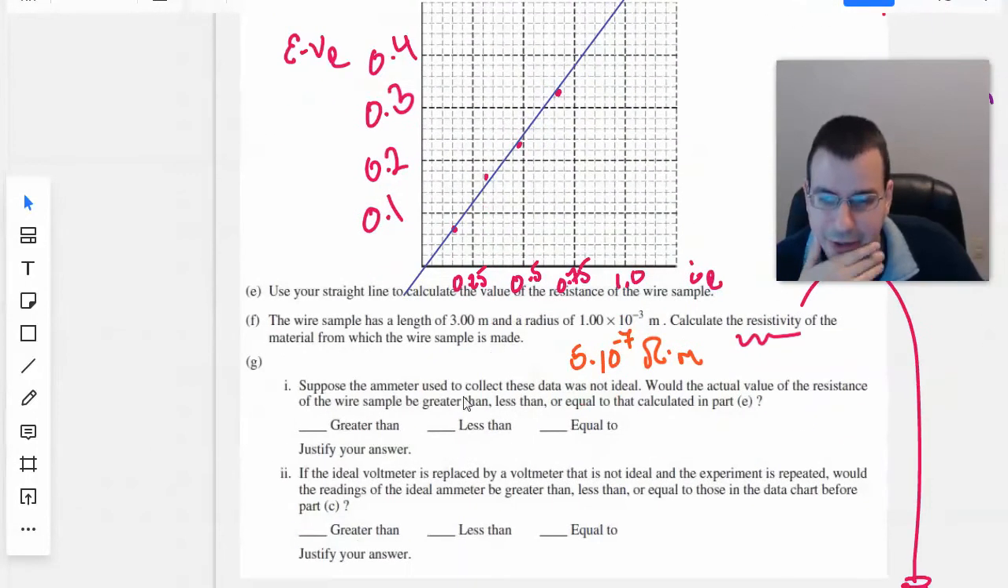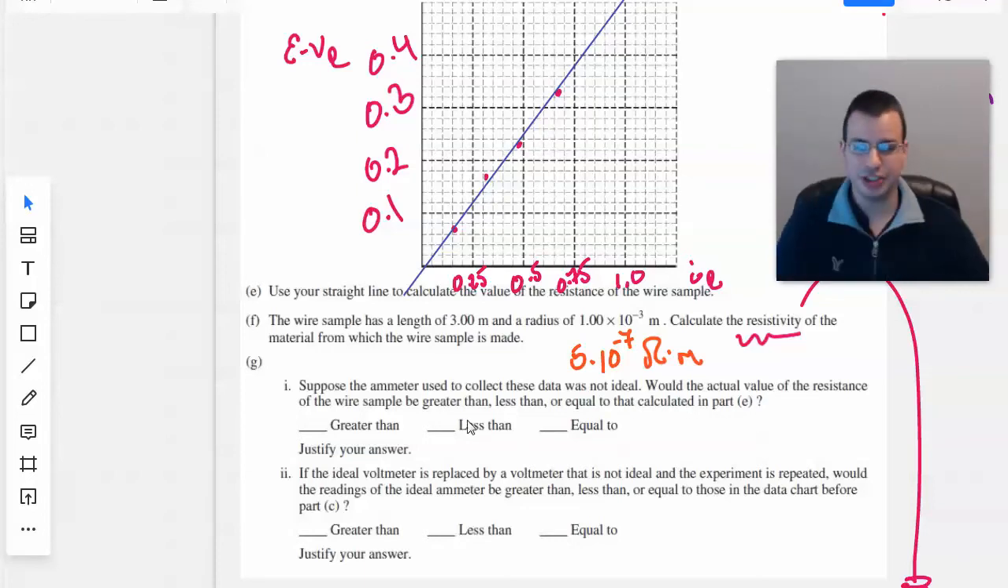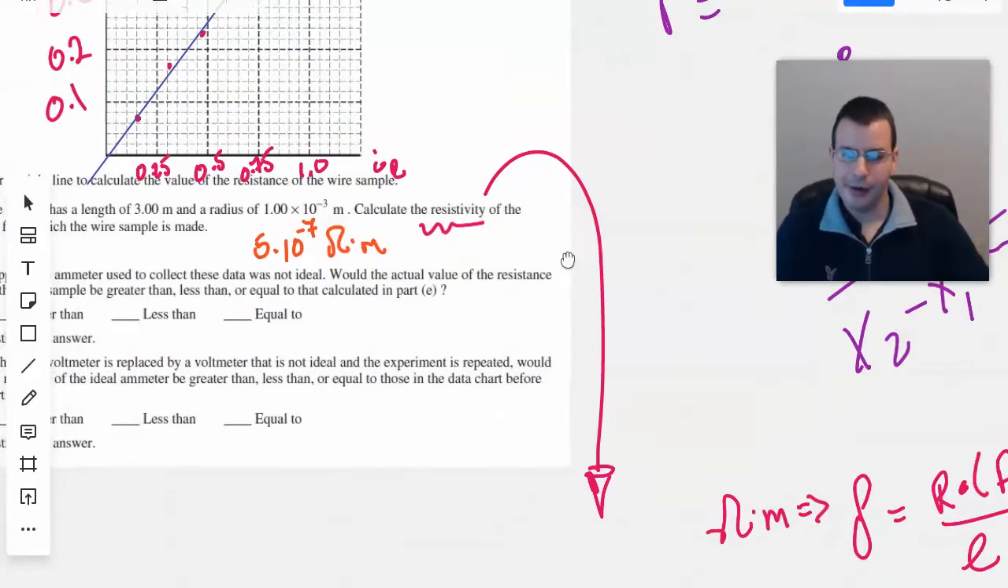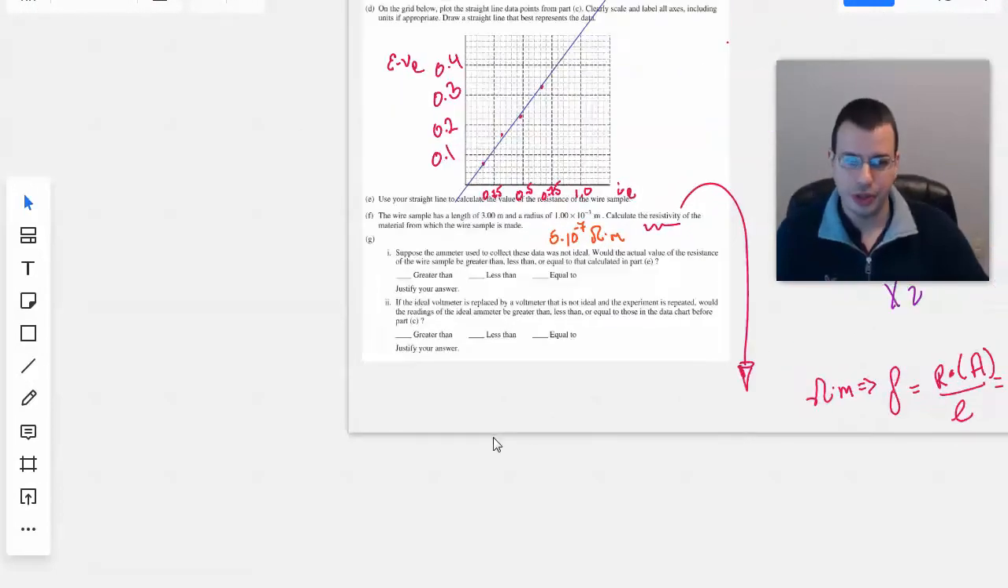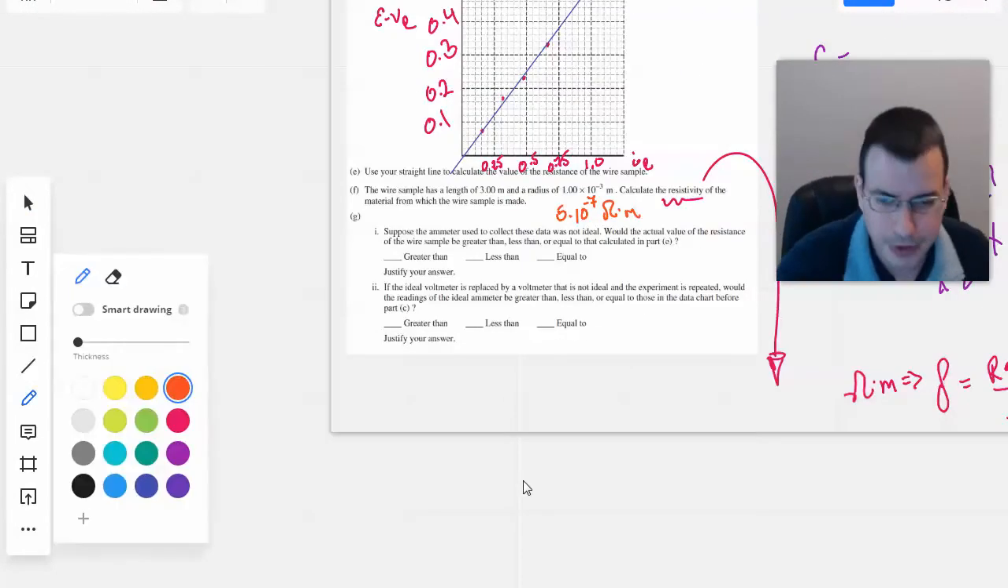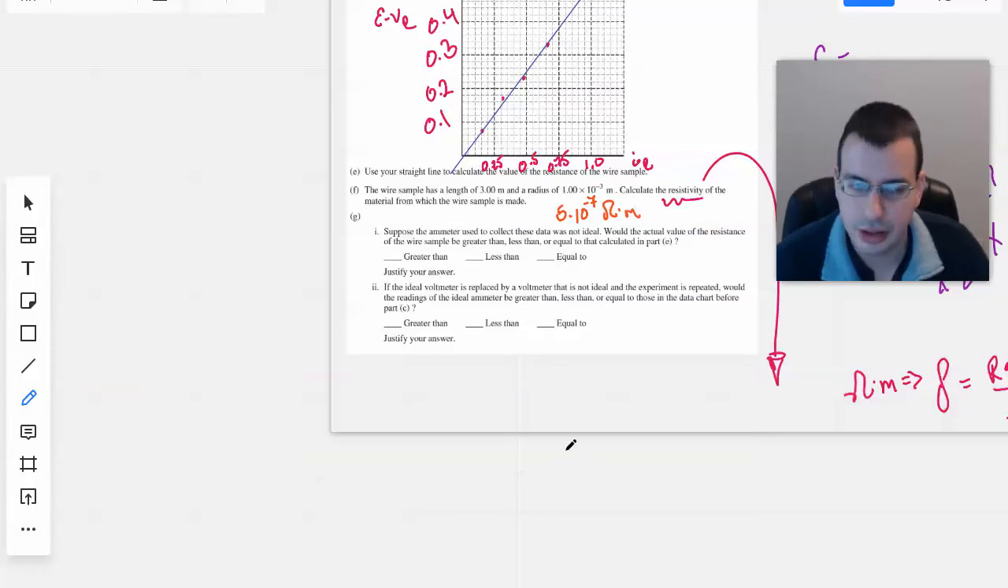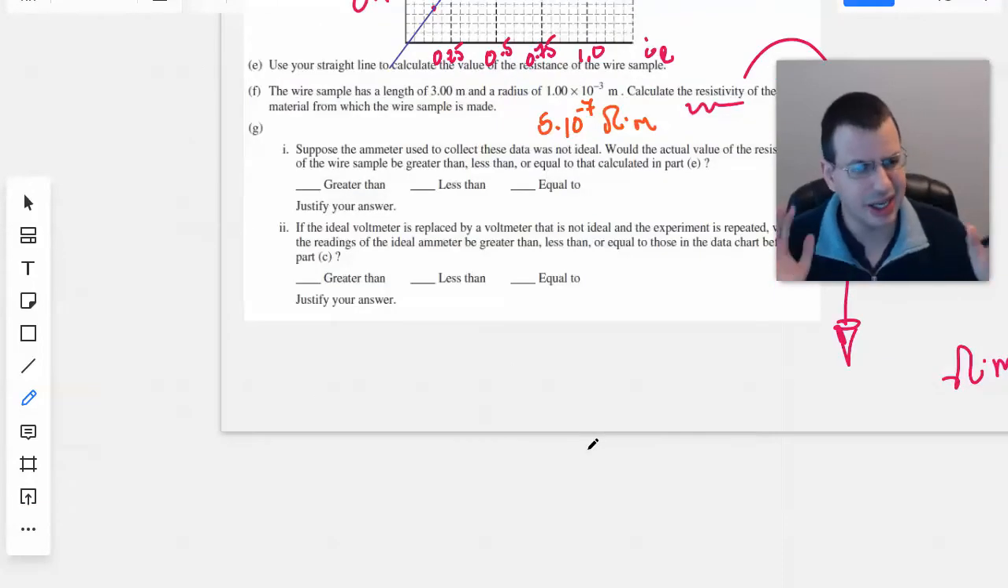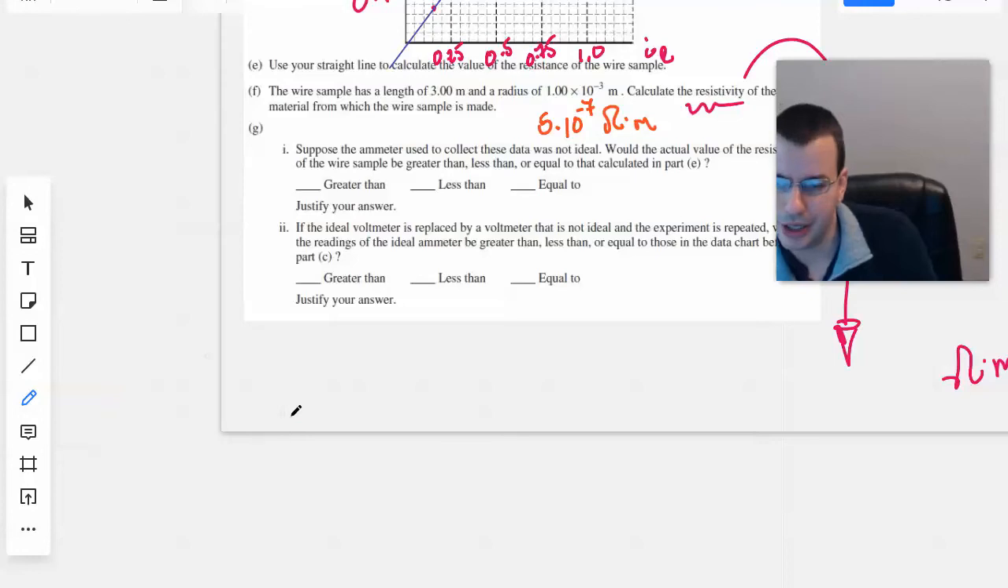It's asking, suppose the ammeter used to collect this data was not ideal. Would the actual value of the resistance of the wire sample be greater than, less than, or equal to that calculated in part E? So I'm going to do it this way. The concept here is not difficult, but it's easy to get kind of turned around. So I'm going to make 2 columns here: measured and actual.